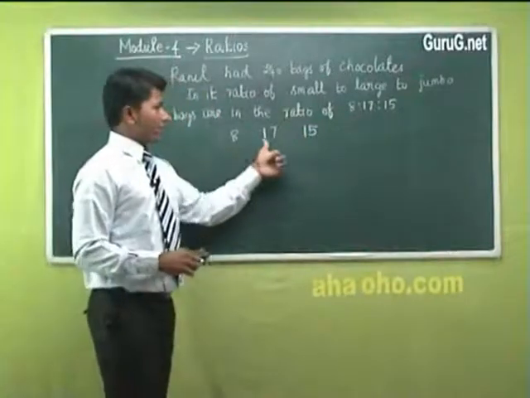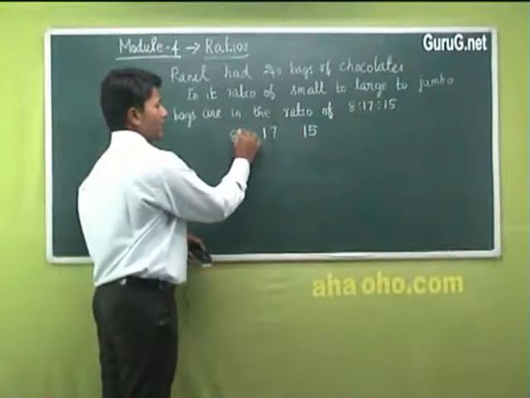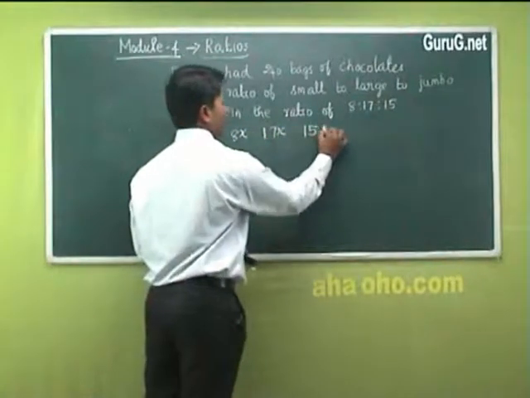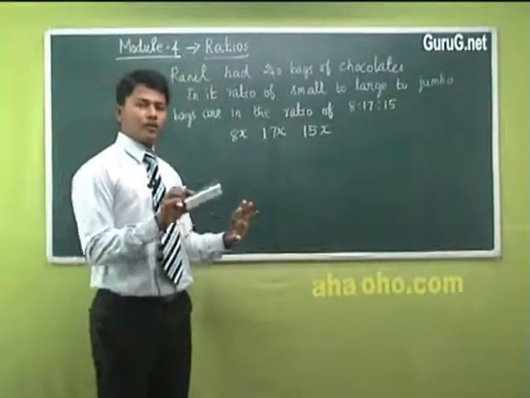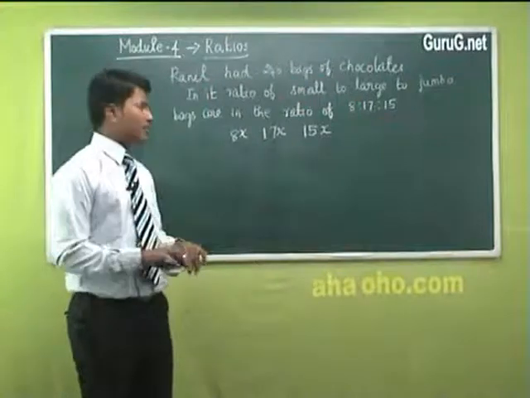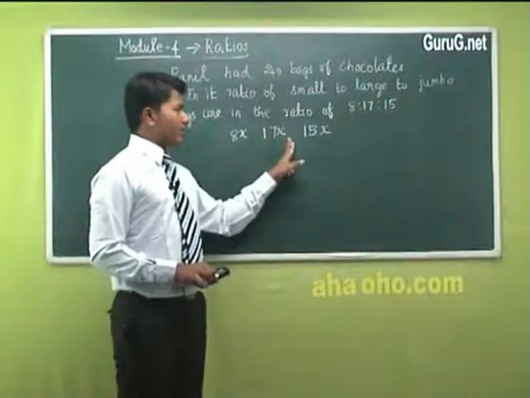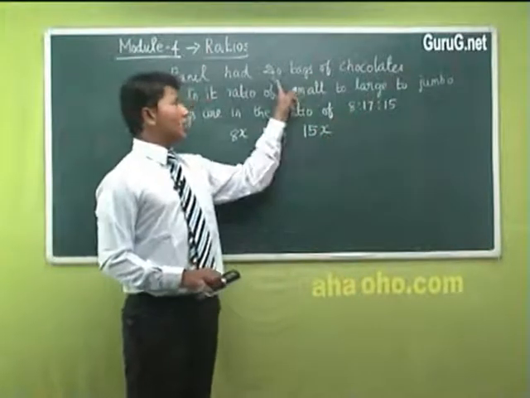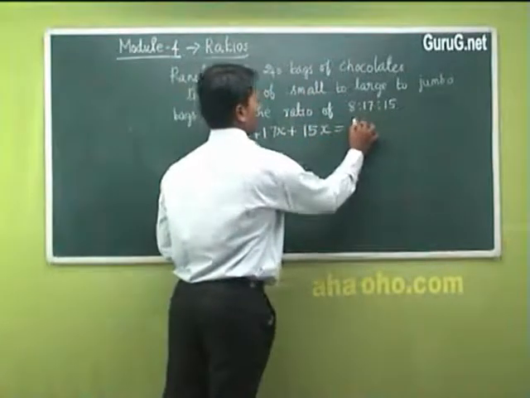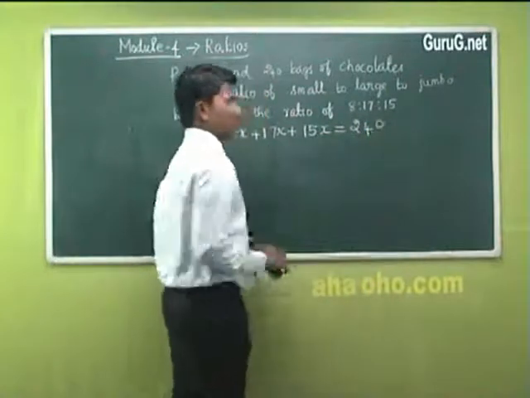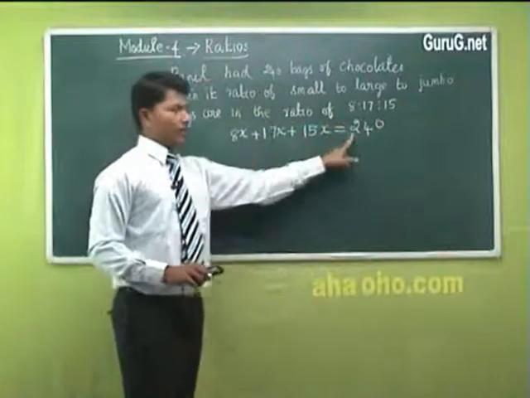We do not know the actual numbers, so we multiply and write 8x, 17x, 15x. As I said, for any ratio, to find the actual number of required elements, just multiply by x. So 8x plus 17x plus 15x must be equal to 240. This is the basic concept. For any given ratio, the sum should be equal to 240.